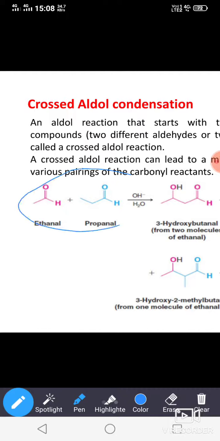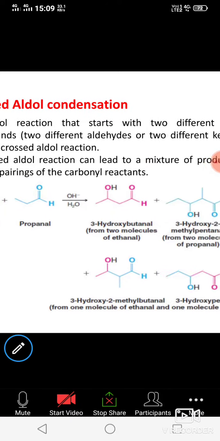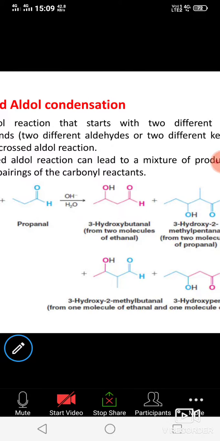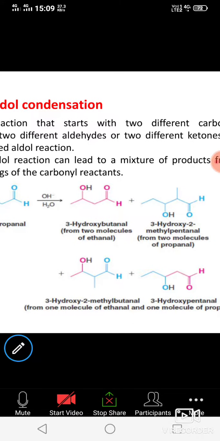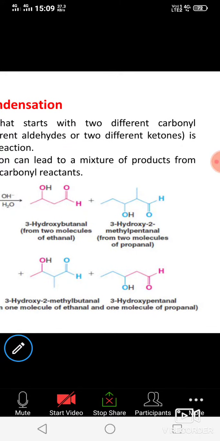Or these two molecules react with each other, and in this case one forms the enolate ion. So you will have two types of product. You will have 3-hydroxy-2-methylbutanal, or you will have 3-hydroxypentanal. So when you have a cross aldol condensation reaction, depending upon the structure, you may have a mixture of products.